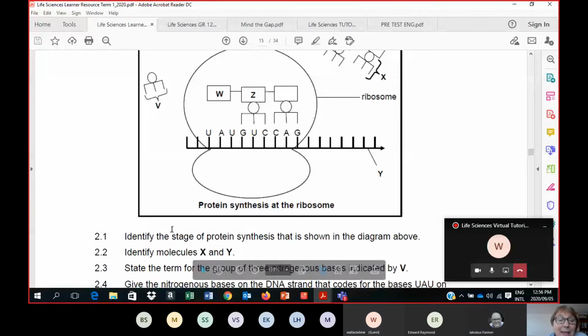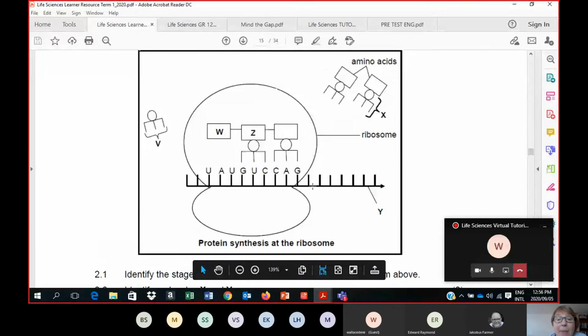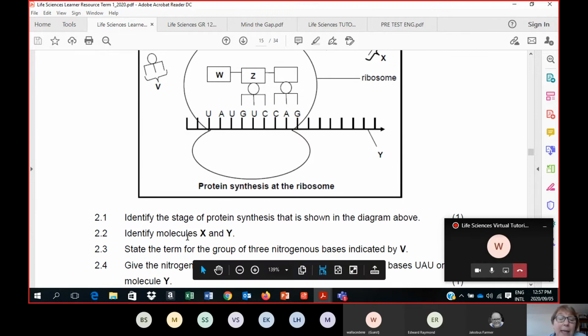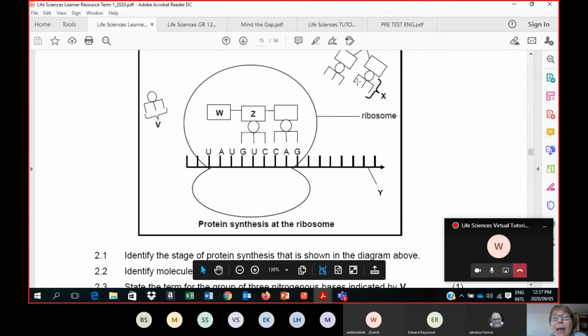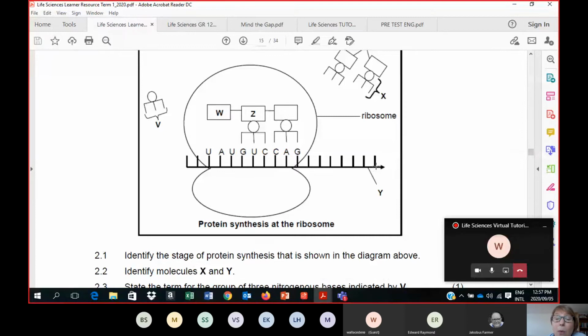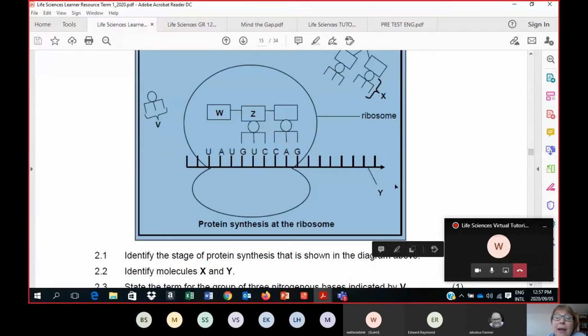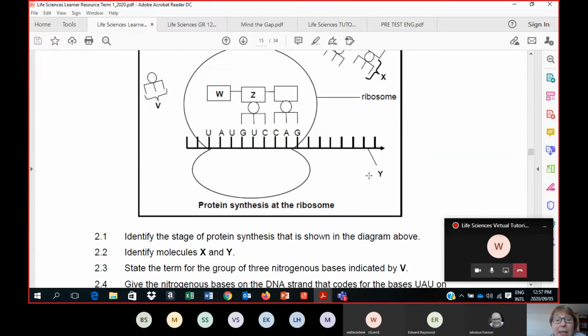Good idea, yes. It says identify the stage of protein synthesis that is shown in the diagram. So remember the two stages are, as we saw in the video, transcription and translation. So transcription is when the messenger RNA is built up opposite one of the DNA strands. So this over here must be translation. Then it says identify molecules X and Y. So this molecule over here is a transfer RNA molecule. So X is a transfer RNA molecule. And over here, Y is then the messenger RNA molecule.